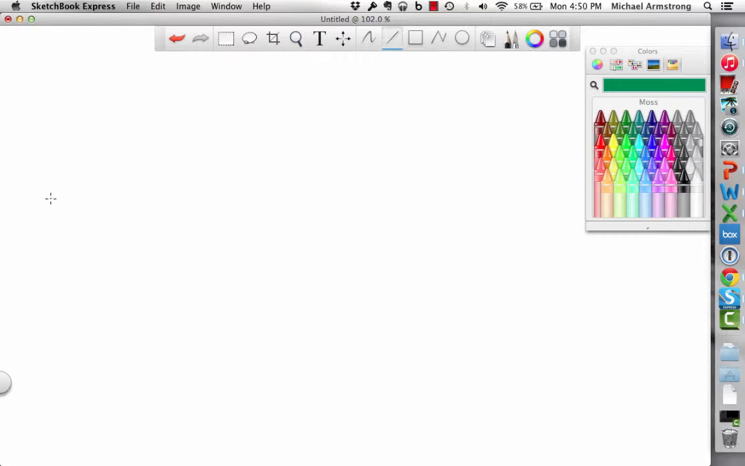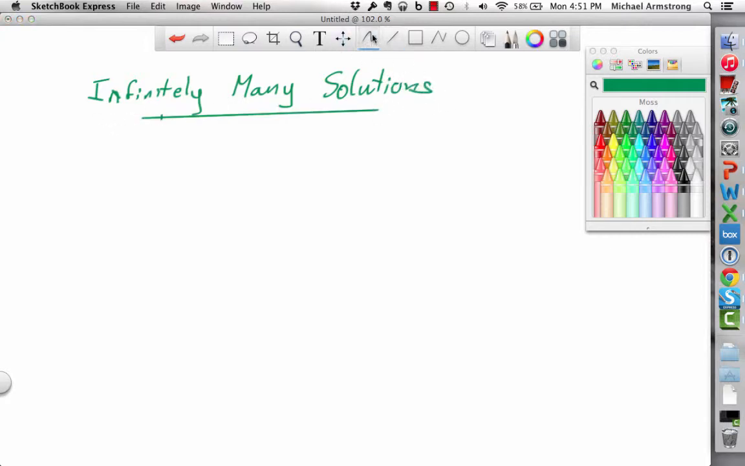Okay, so the next one is what happens when we come up with the same line. So this is going to be infinitely many solutions. I always have to check to see if I'm spelling that right, because I always think that it's spelled wrong. Infinitely many solutions. Okay, all right, infinitely many solutions. First one, here we go.